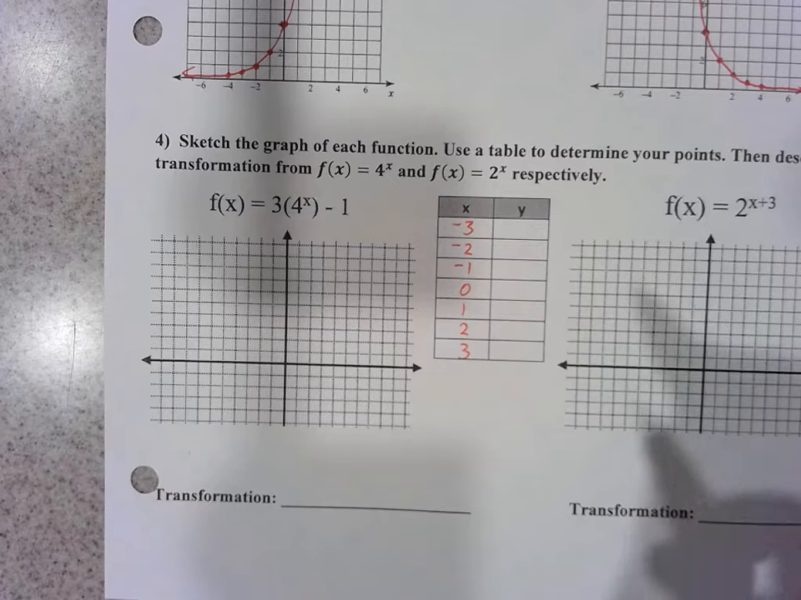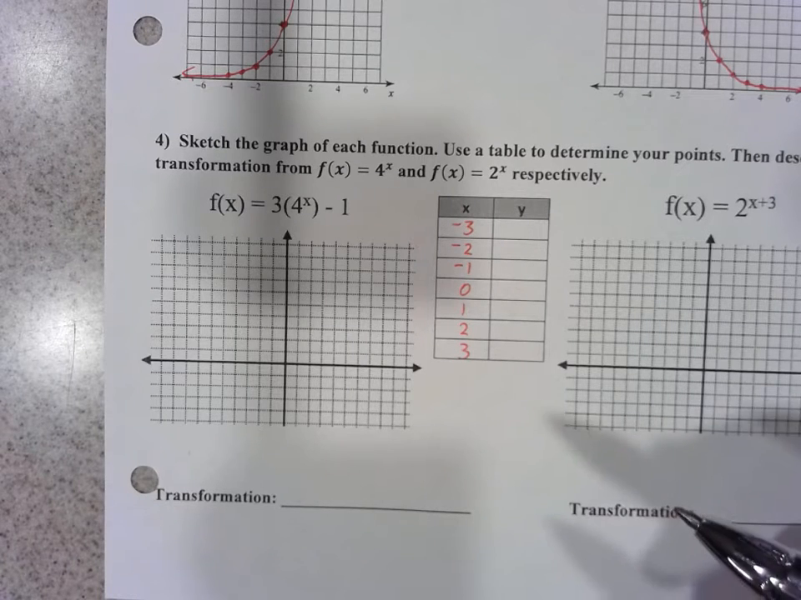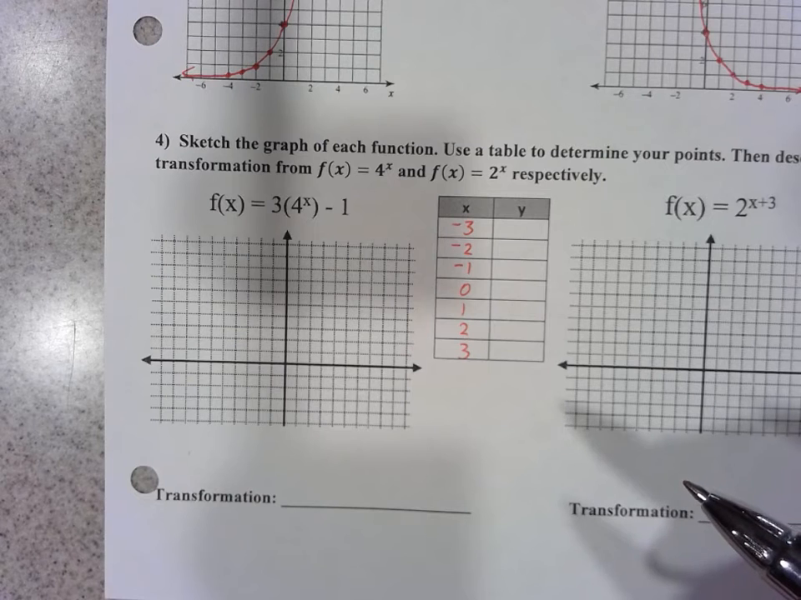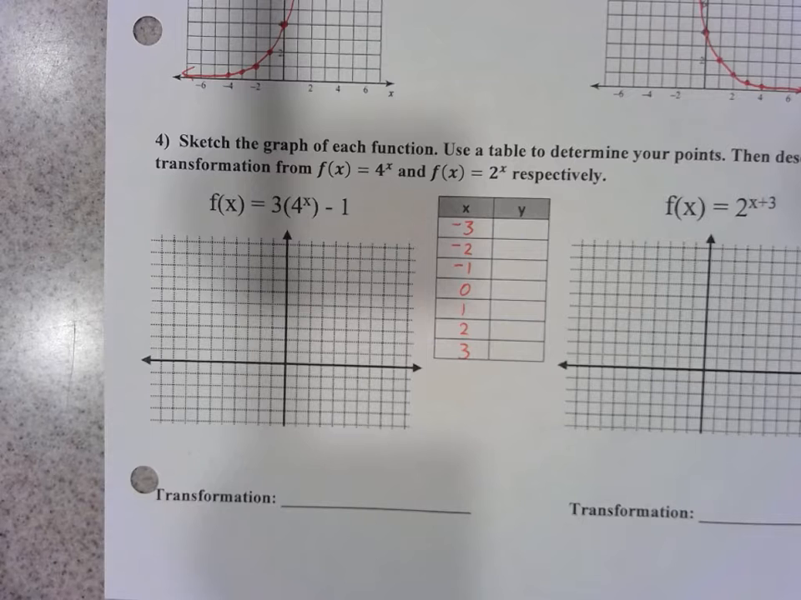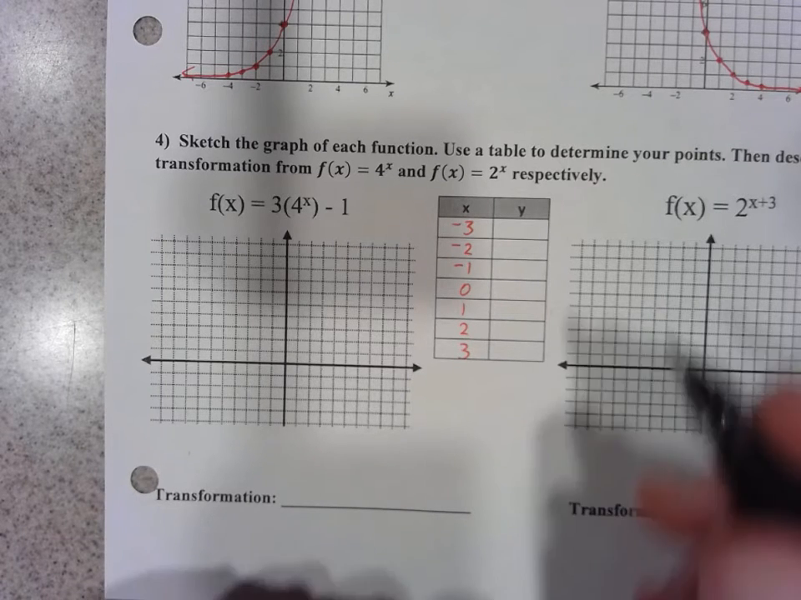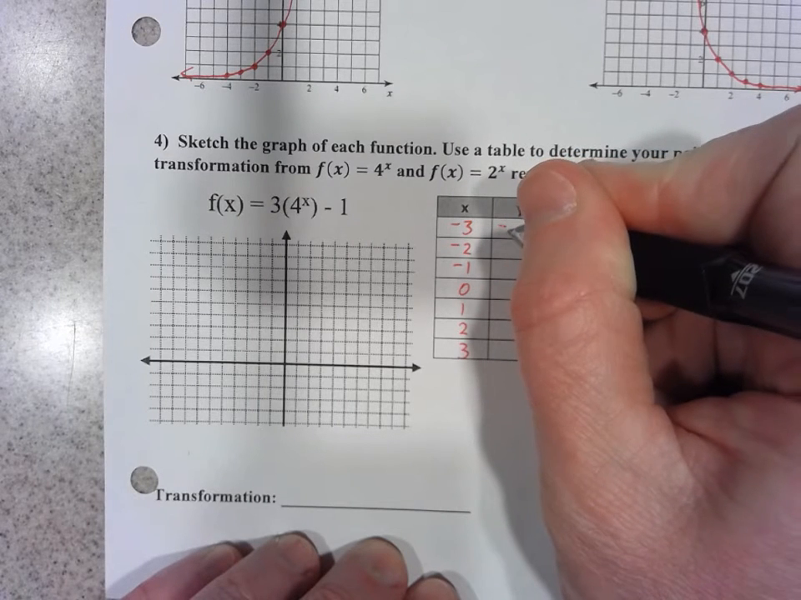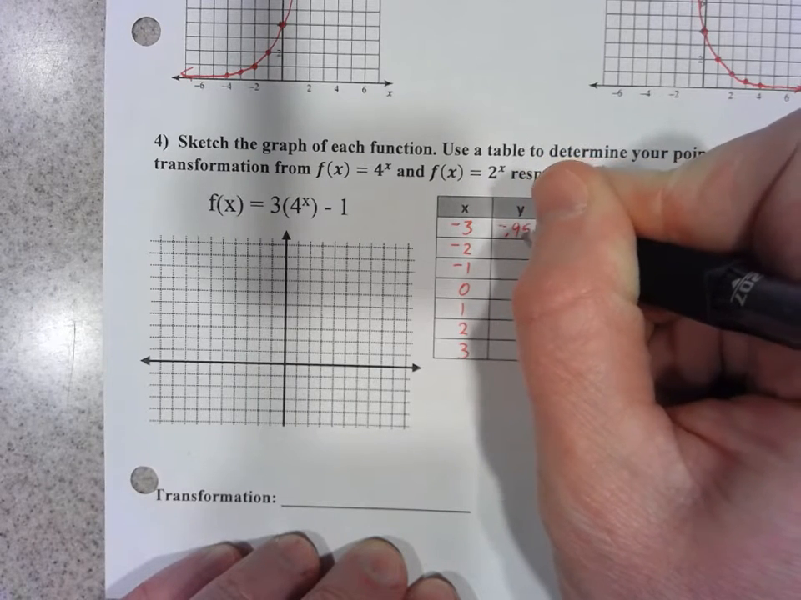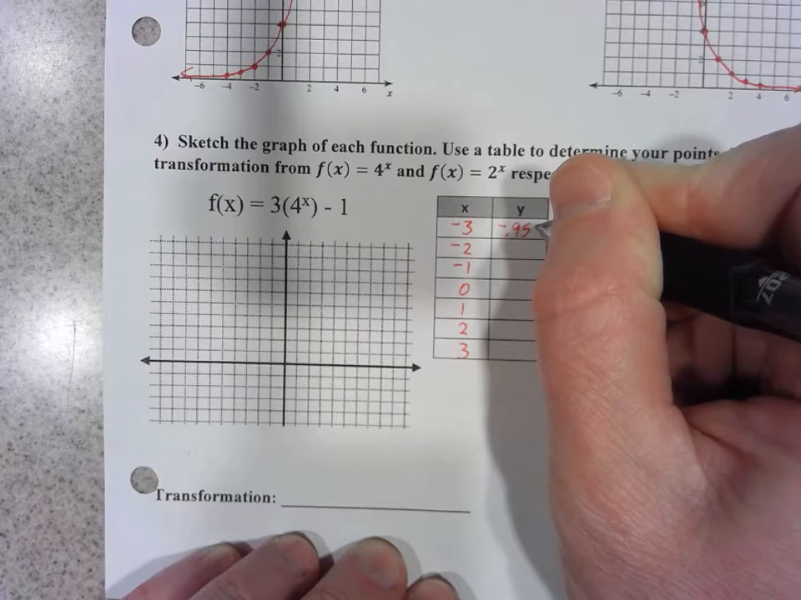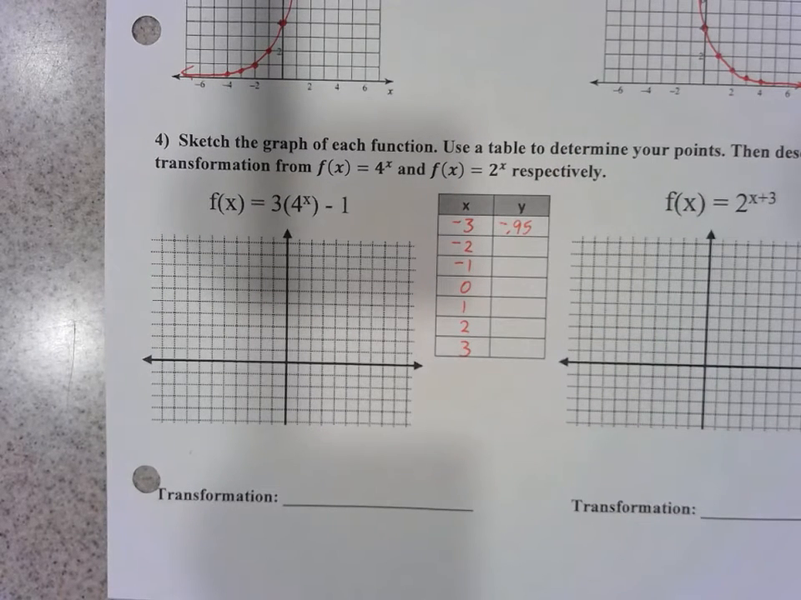So if I plug in -3, or read it off the table, I think I'm going to have to go to the calculator for this one. So I'm going to type in 3 times 4 to the -3rd power minus 1. So we get -0.95. The next number is a 3, so it will round down.